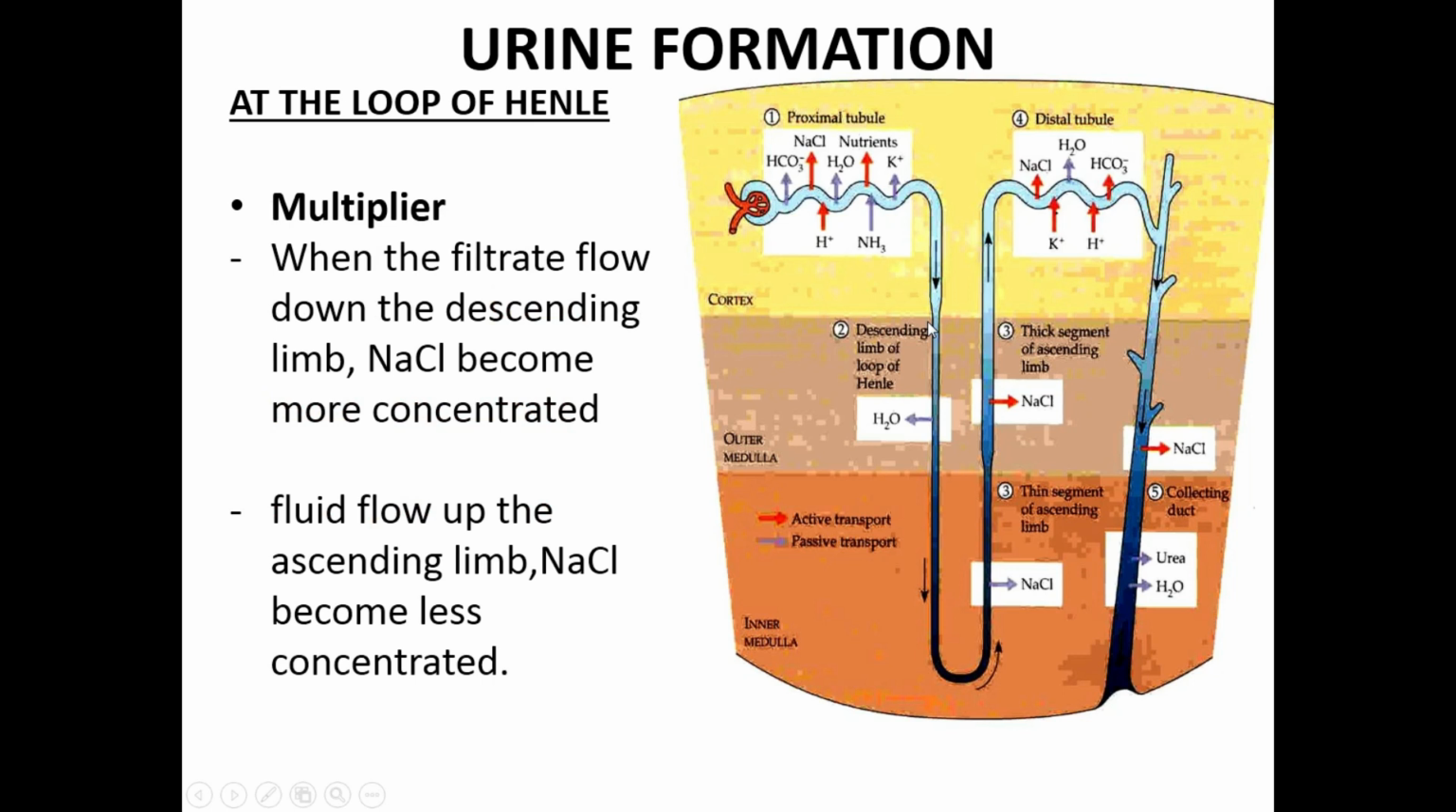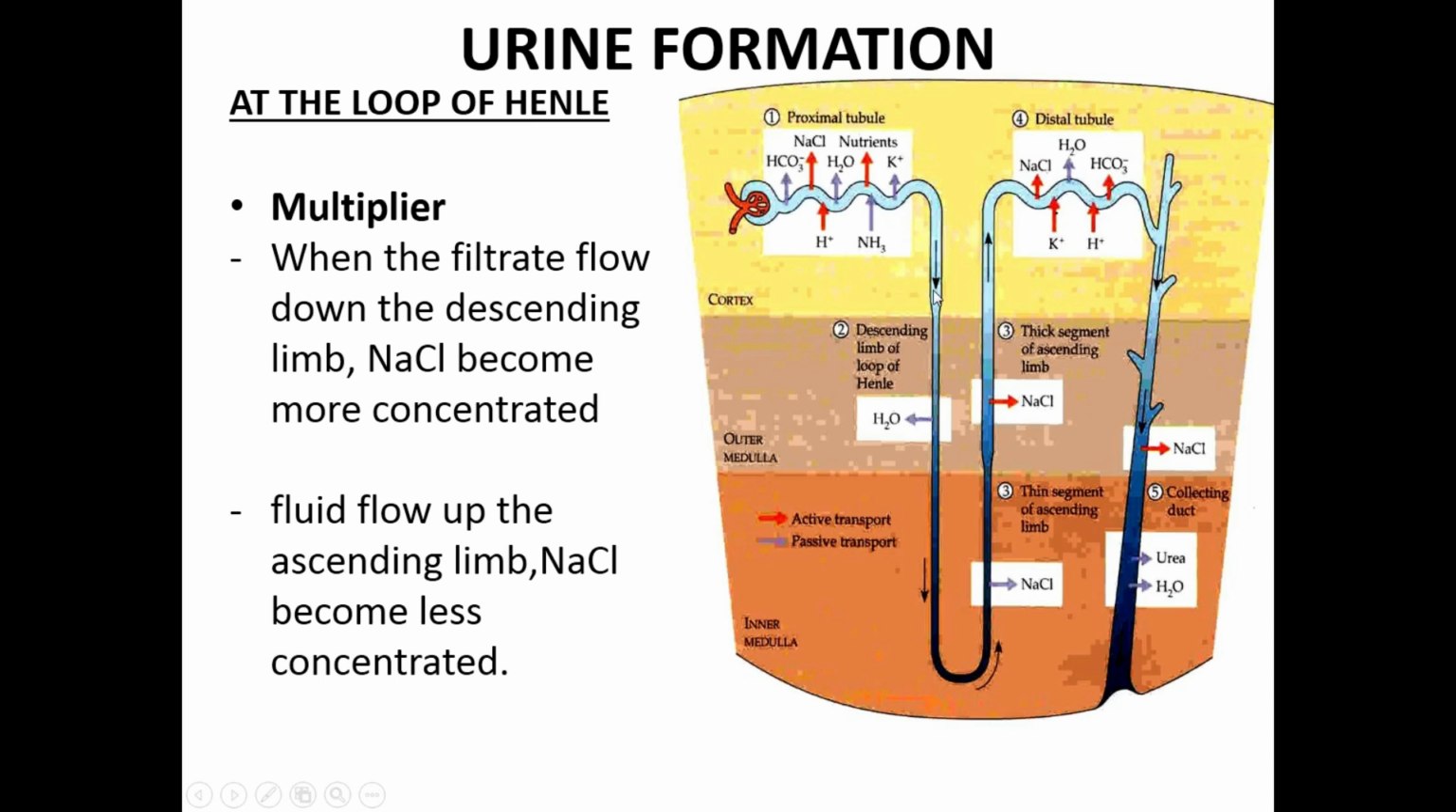Okay, multiplier means that when the filtrate flows down the descending limb, sodium chloride becomes concentrated. Kepekatan sodium chloride akan bertambah. Apabila fluid flow up, kepekatan sodium chloride akan berkurang.